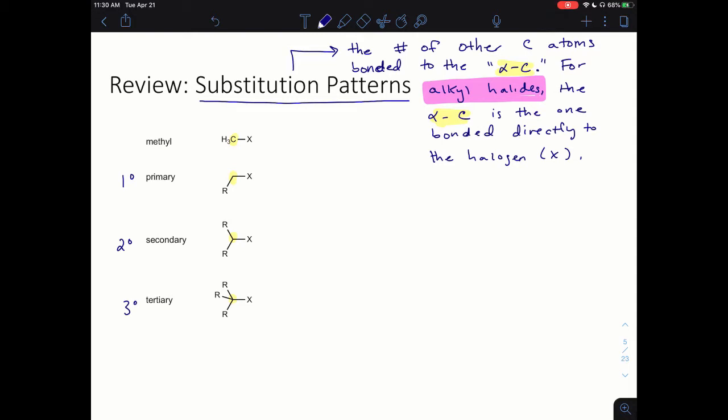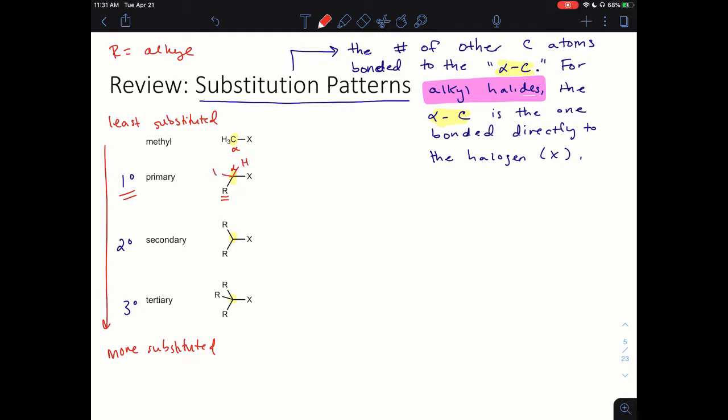So the least substituted of the alkyl halides would be a methyl halide, and the methyl halide has its alpha carbon bonded to 3 hydrogens. As we get more substituted, we can take a look at the primary alkyl halide. So the primary alkyl halide has that alpha carbon bonded to one other carbon. So there's one R group here, right? R means alkyl. And so if there's an R group, then that means that alpha carbon is bonded to one other carbon.